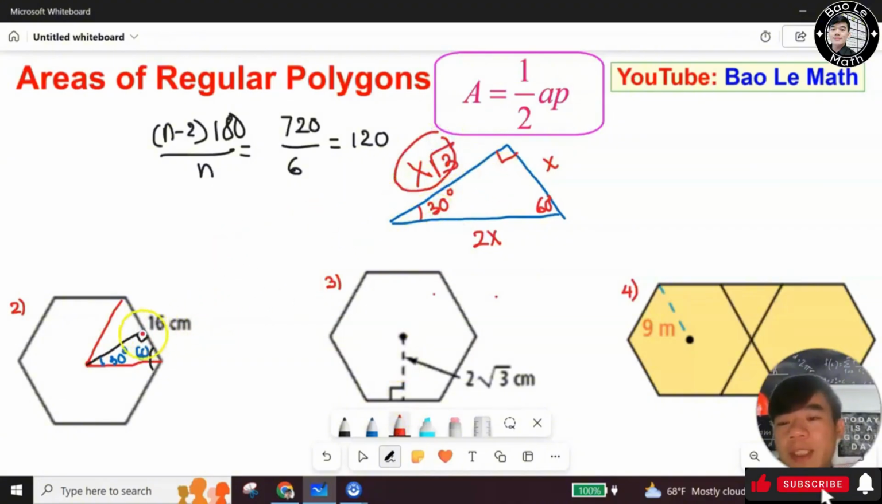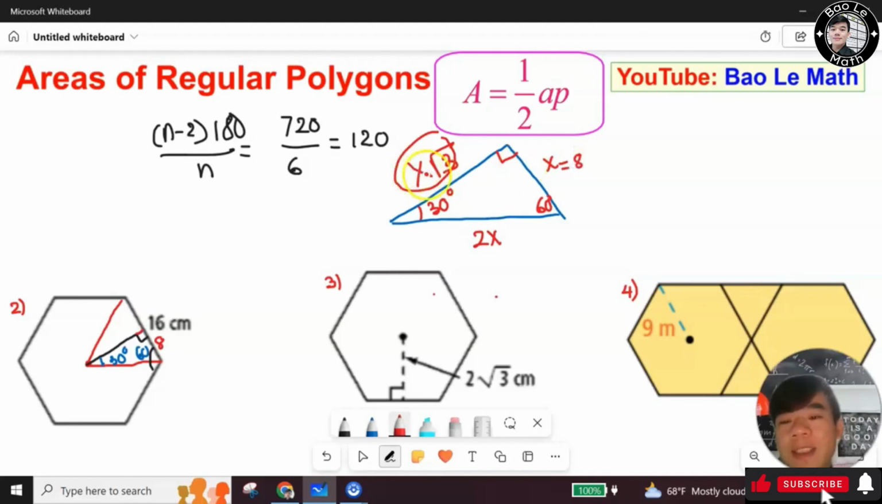This side is 16, and then this side must be 8, right? This must be 8 because the apothem is the perpendicular bisector of the side length. So this side must be 8. I substitute, this is 8.